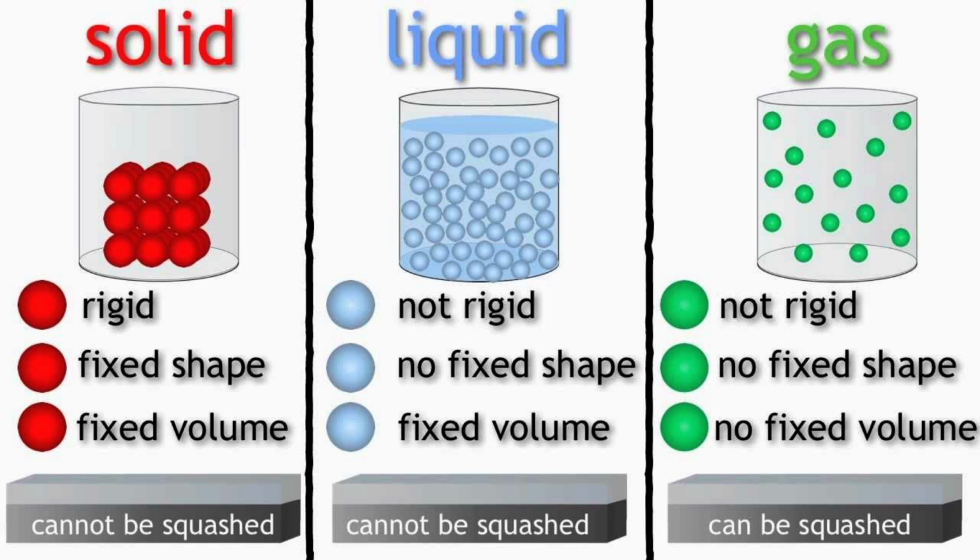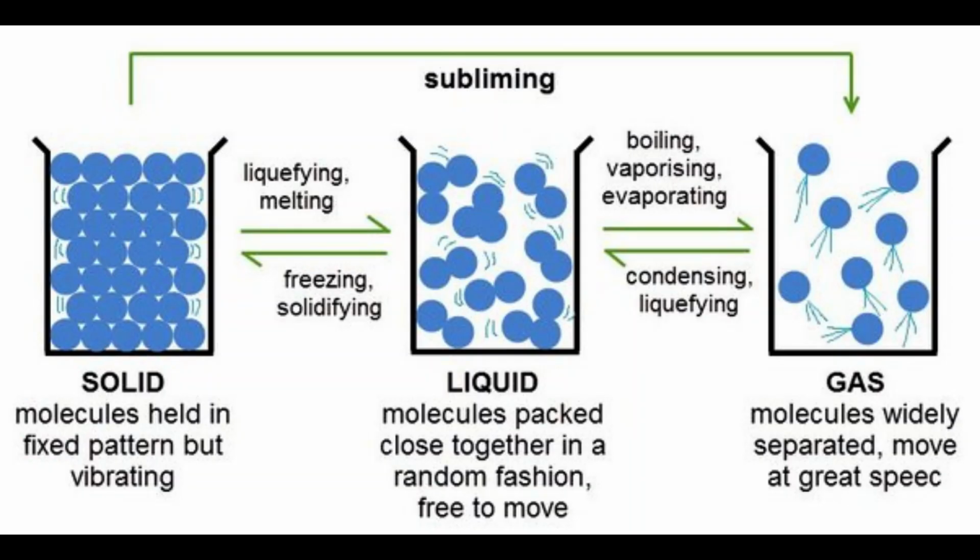Solids. Solids have a fixed volume and shape and they have a high density. The atoms vibrate in position but can't change location. The particles are packed very closely together in a fixed and regular pattern.